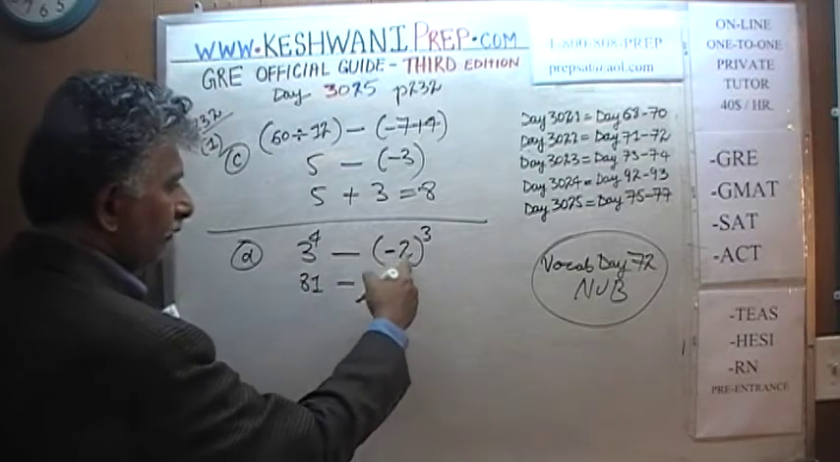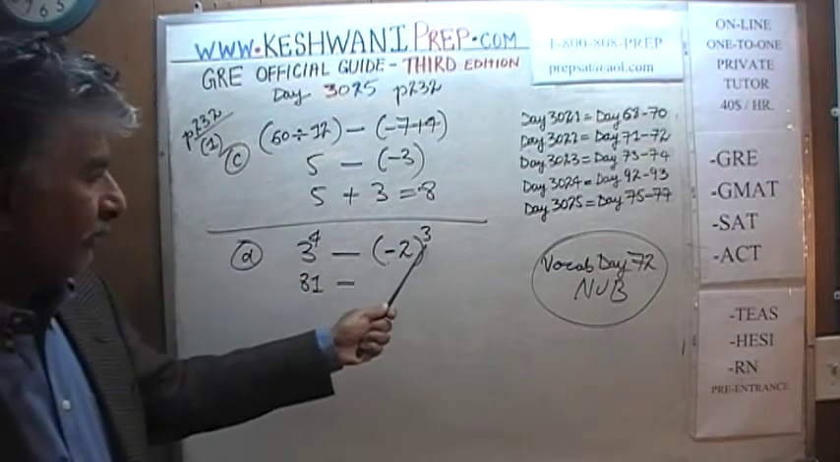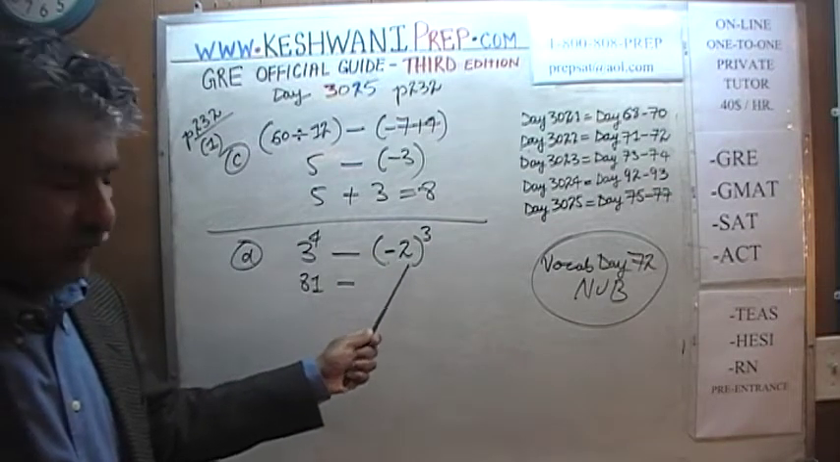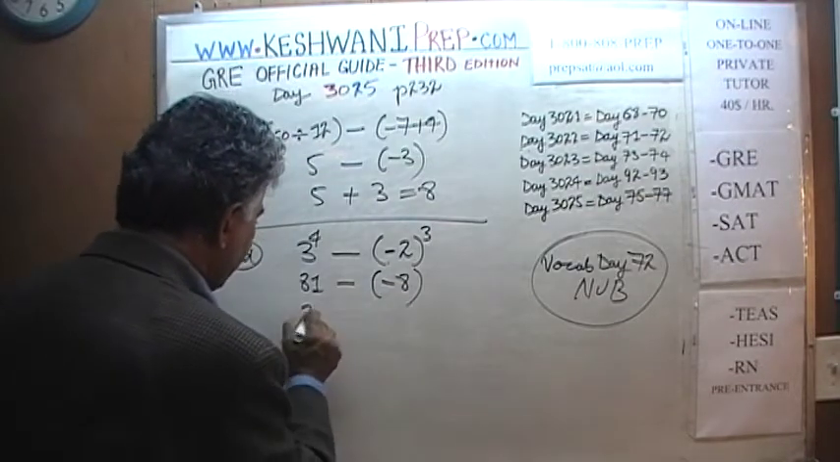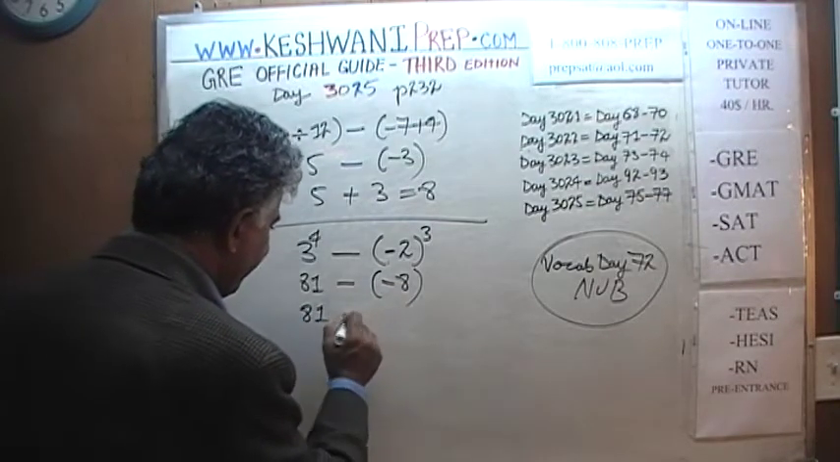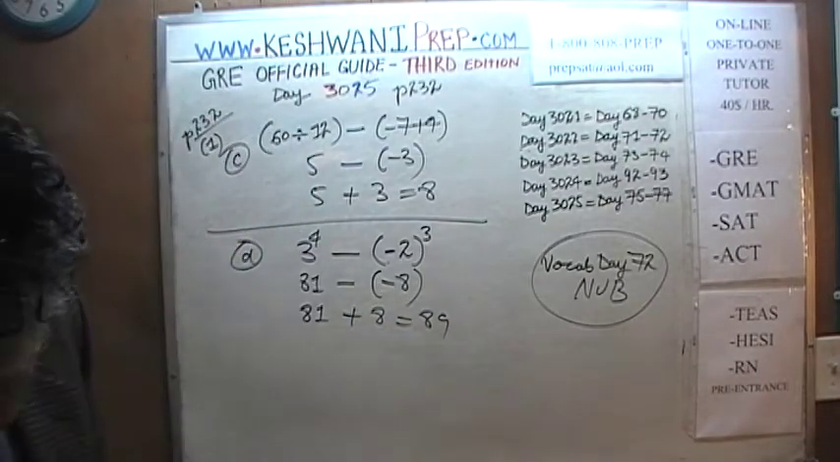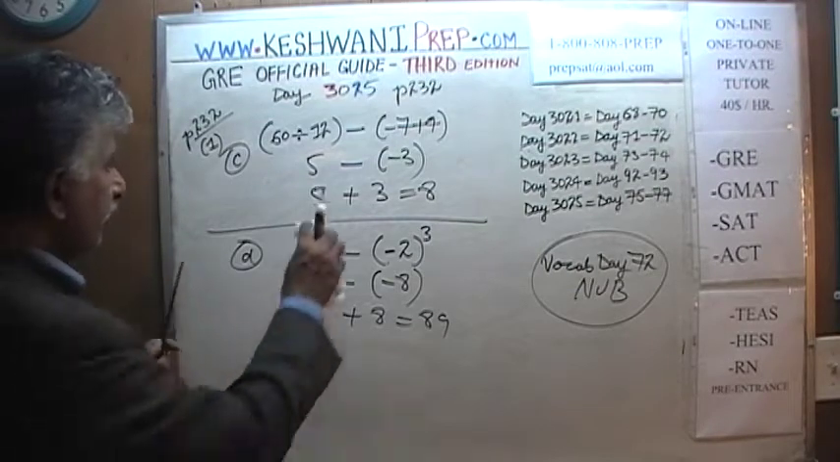minus negative 2 raised to 3. Since it's a negative number being raised to odd power, it's going to remain negative, because negative times negative is positive, and positive times negative is going to remain negative. So it's negative 8, which boils down to negative and negative is positive. 81 plus 8 is 89. As I said, these are too simple. They shouldn't require any explanation at all. This was D. Let's move on to E.